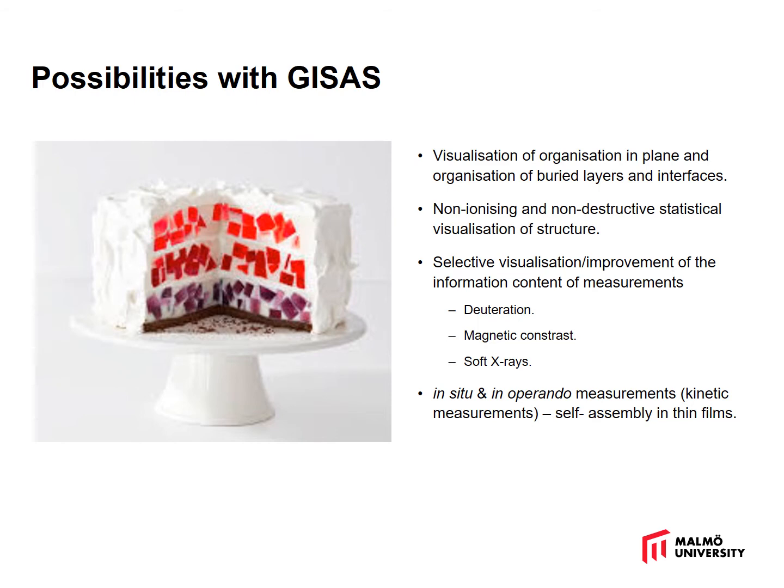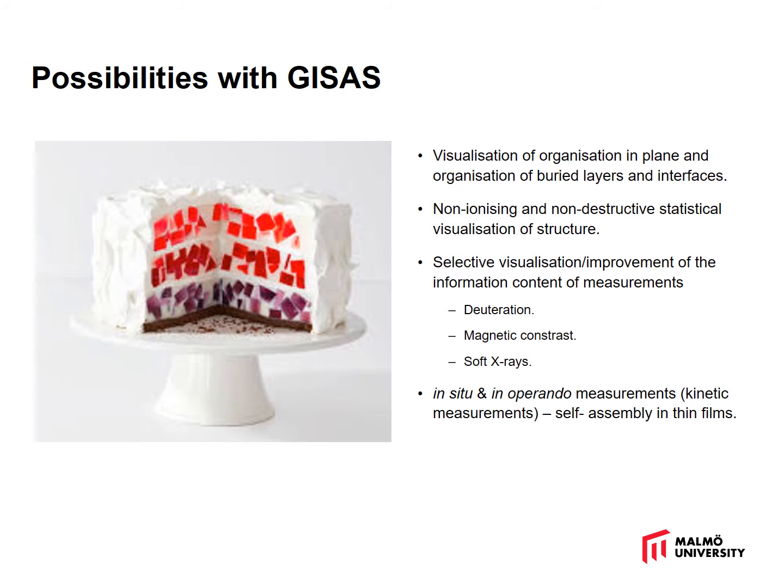Okay, so let's think about GISAS. Cake is the usual metaphor for understanding the kind of information that you get from a GISAS experiment. So you have a structure, an overall structure, and inside that there's layers and organization of those layers, and maybe importantly for the GISAS experiment, organization within the layers themselves.